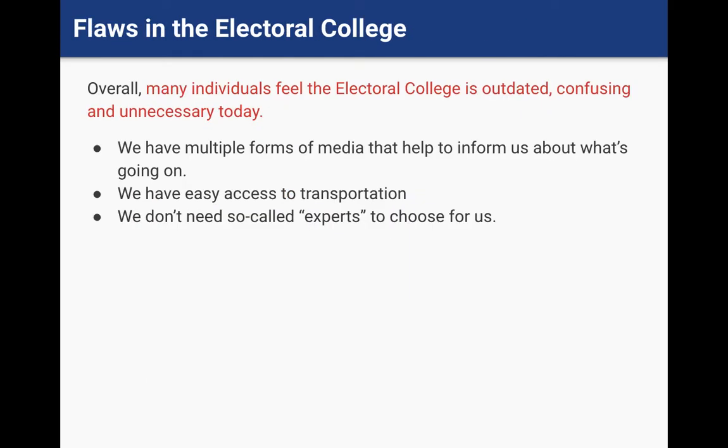For the most part, a lot of individuals feel that the Electoral College is outdated, that it's confusing, and that today we don't necessarily need it. Okay? We have a lot more information. We have a lot easier access to information than previously with all our different forms of media. We have easy access to transportation to be able to get to the voting places, which used to be a major challenge. And we don't necessarily always need experts choosing for us, right? These electors. We're very capable of deciding things for ourselves now.